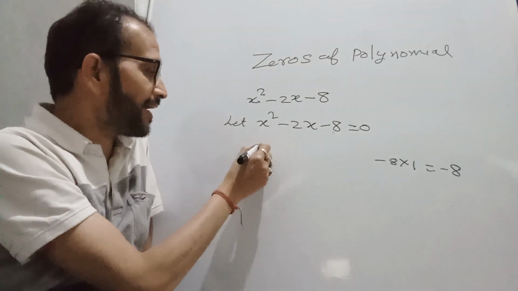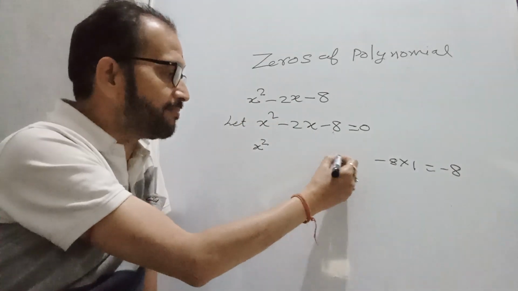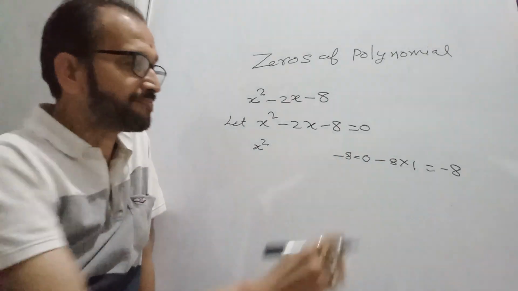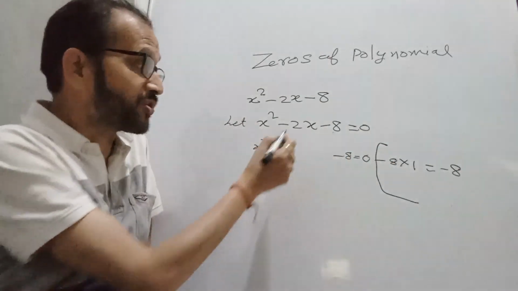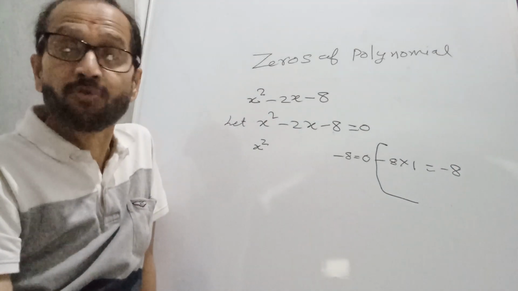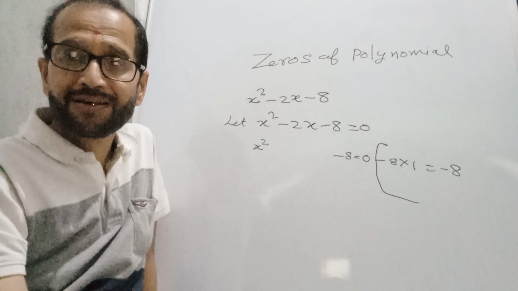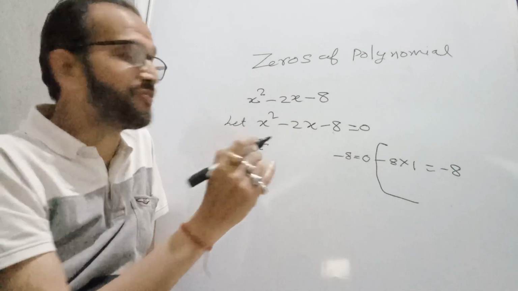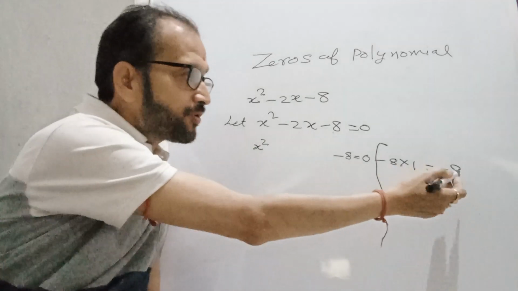Write the first term as it is, write the constant term as it is, equal to 0 as it is, but do not write the middle term as it is. Then what you have to do? Think of two numbers which, when we add, we get minus 2x, and when we multiply, we get minus 8.